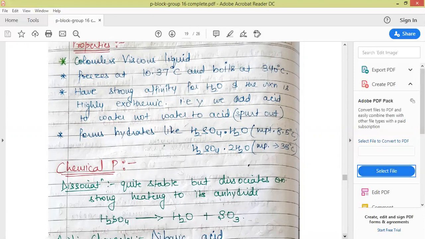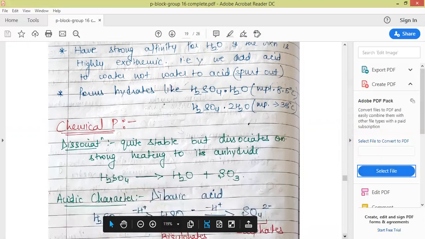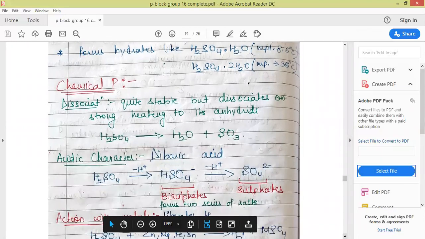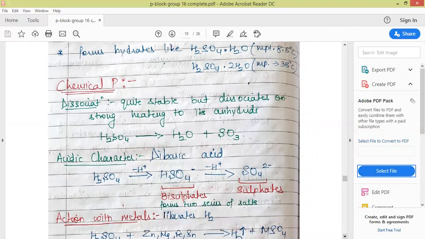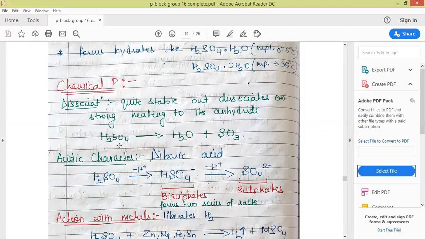It is always suggested in your lab that you should be very careful while dealing with concentrated sulfuric acid. It forms two hydrates, H2SO4.1H2O and H2SO4.2H2O, which have different melting points. Coming to the chemical properties, it is quite stable but dissociates on strong heating to its anhydride, which is SO3, sulfur trioxide.